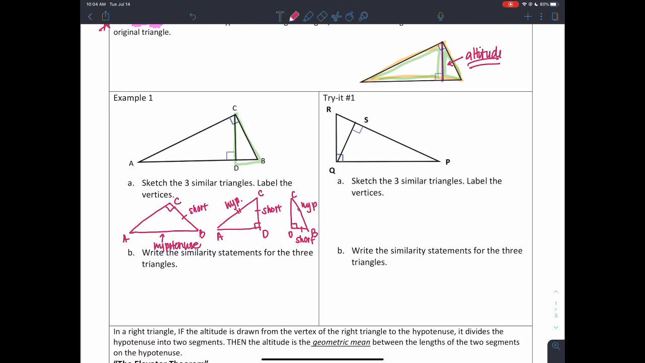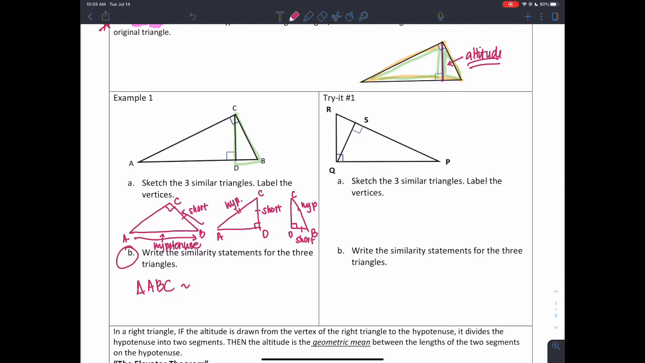Okay, now in letter B, we want to write the similarity statements for the three triangles. So let's start with the first triangle. Our first triangle is ABC. Now remember, when we're writing similarity statements, the order matters. So we have to make sure that the corresponding sides are listed in the correct order. So first we labeled ABC, so that means we went from the hypotenuse to the short side. So for the other triangles, we have to start at the hypotenuse and work towards the short side.